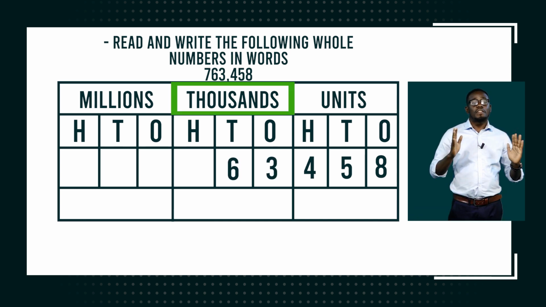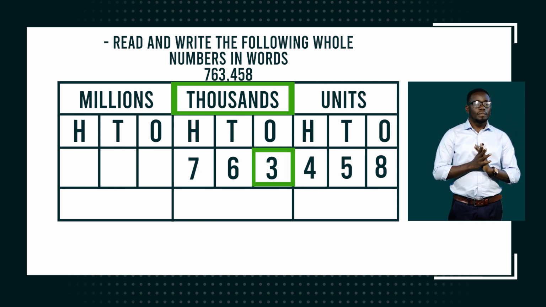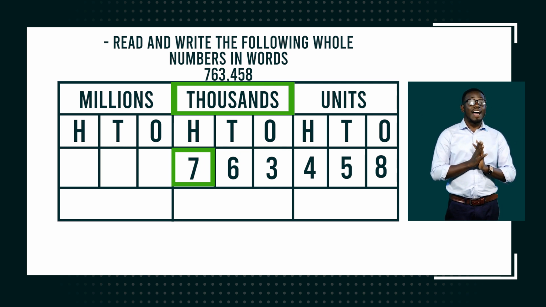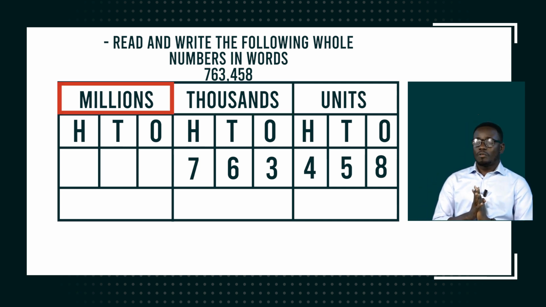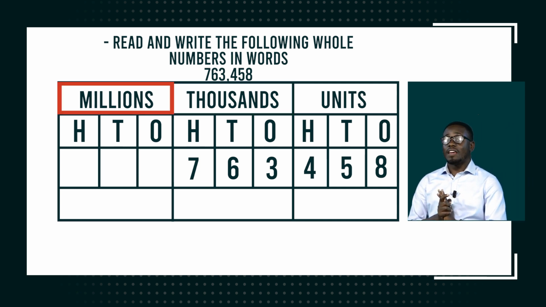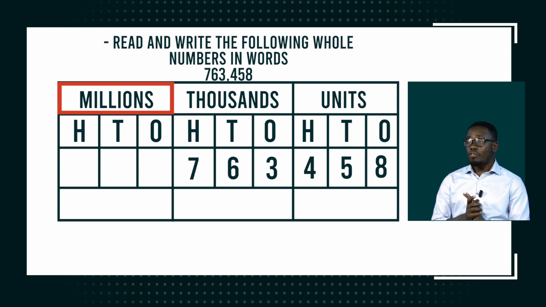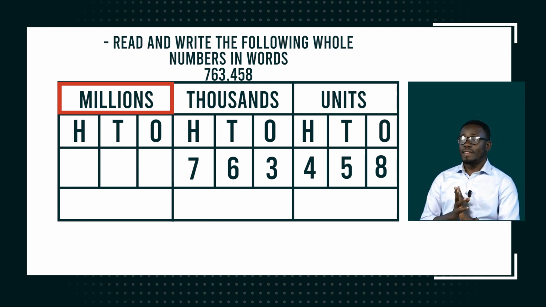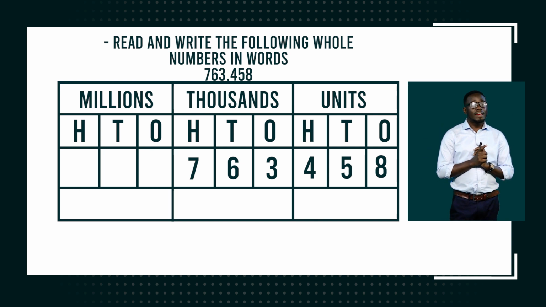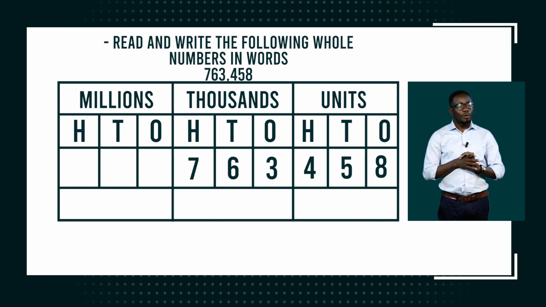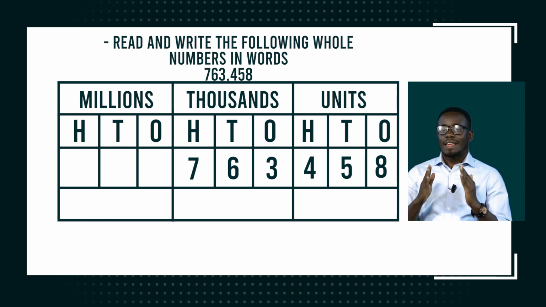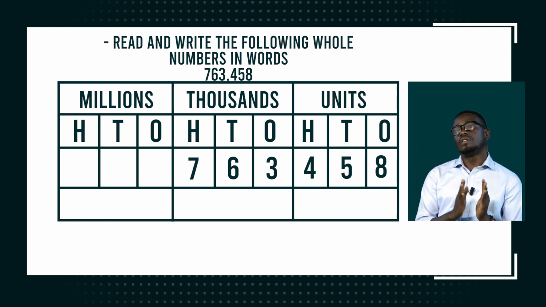Then we go to the thousands period. There we fill 3 under 1,000, then 6 under 10,000, then 7 under 100,000. There you see we don't have any number under millions, so there is no need to read that period or that place value.